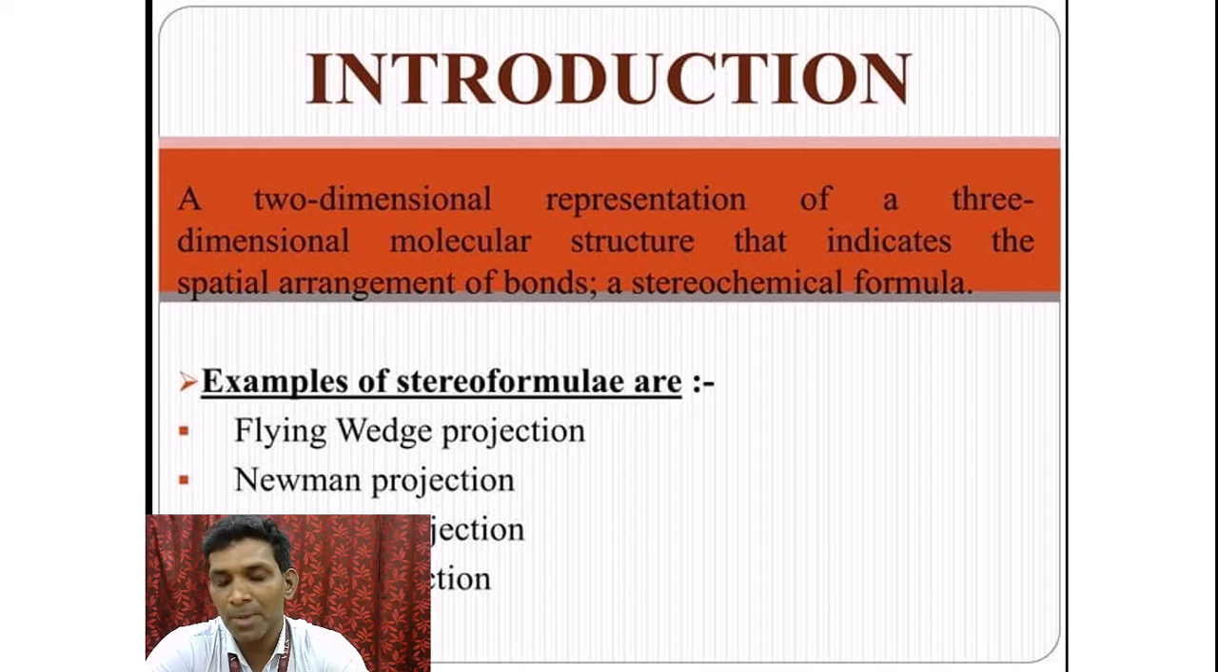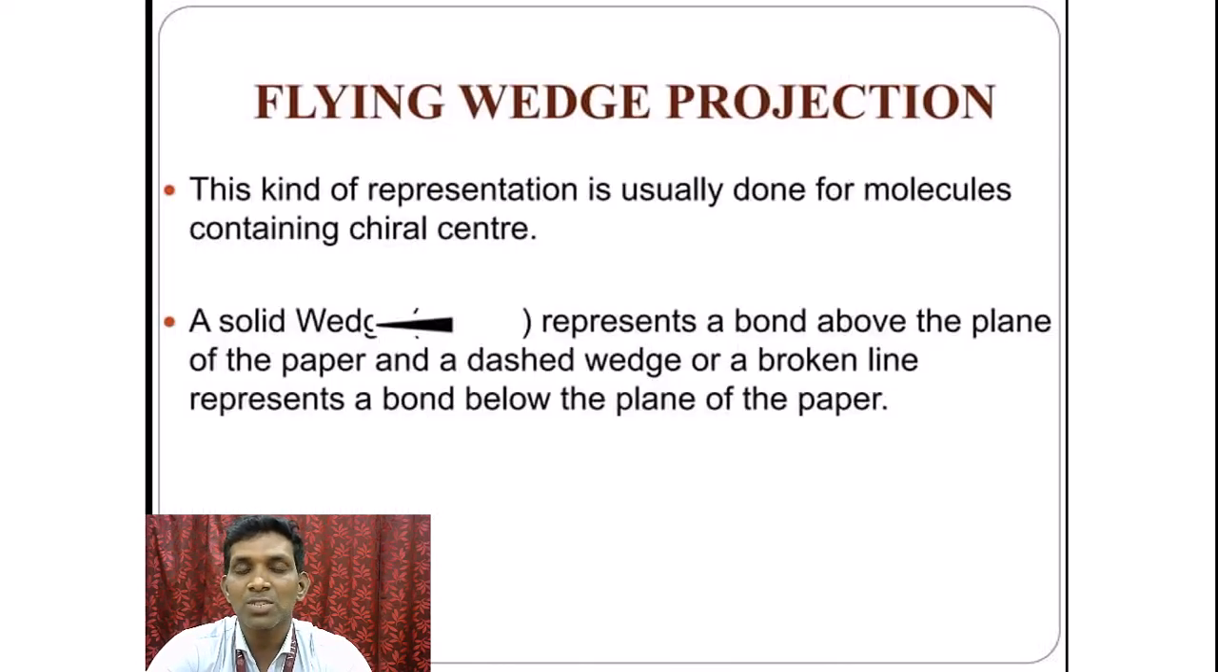So what is meant by projection formula? In stereochemistry, mainly, stereochemistry is the study of chemical compounds in 3D perspective. With the help of this projection formula, I can visualize 2D structures as 3D structures. In this chapter we will discuss how we can draw a 3D compound in 2D form as well as 2D form into a 3D form. In this projection formula we have very important projections such as flying wedge projection, Newman projection, Sawhorse projection and Fischer projection. The first one is flying wedge projection.